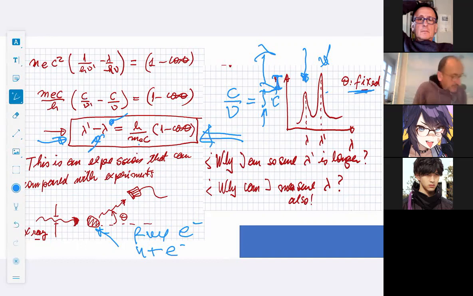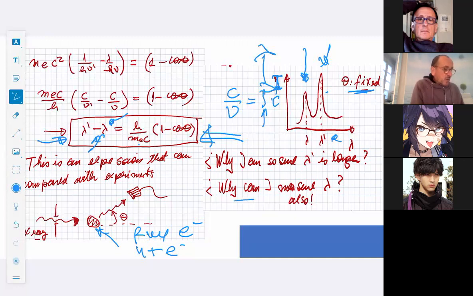Okay. So I added 2 questions here. The first one is why I'm so sure lambda prime is longer than lambda, and I draw it directly here. Because longer wavelength means smaller energy. And I am positively sure that the scattered photon that will come out of this colliding with the electron will have less energy, because part of the energy is actually taken away by the other electron. So it makes sense that the lambda is longer, okay? Lower energy, perfect, okay?